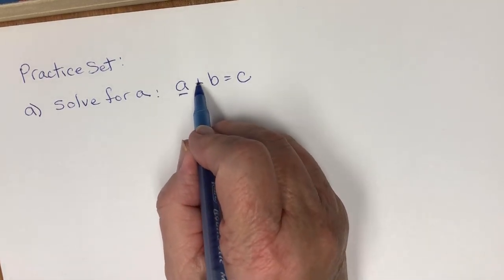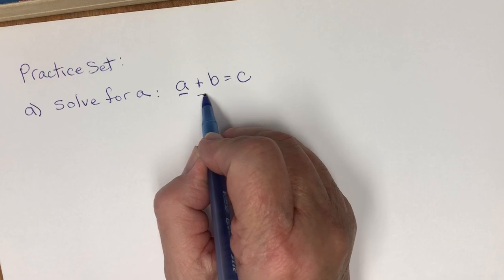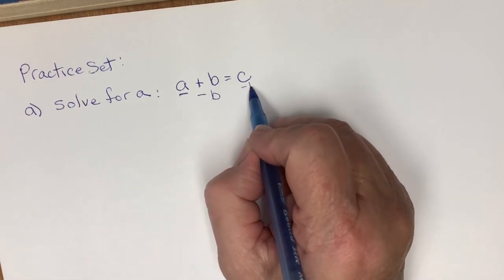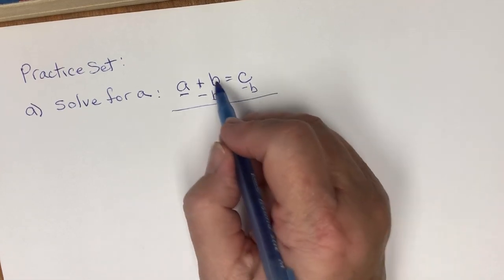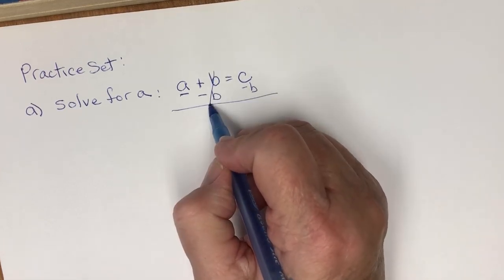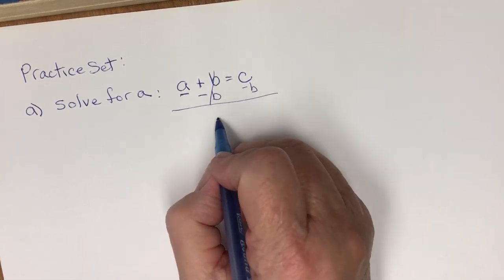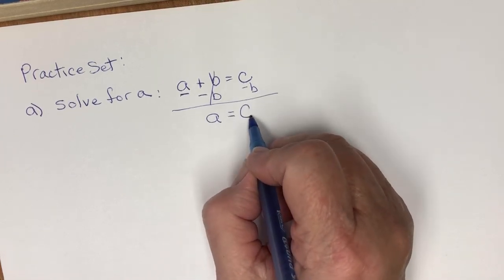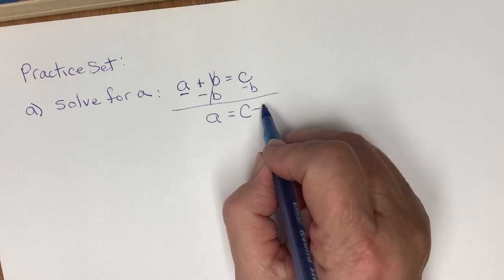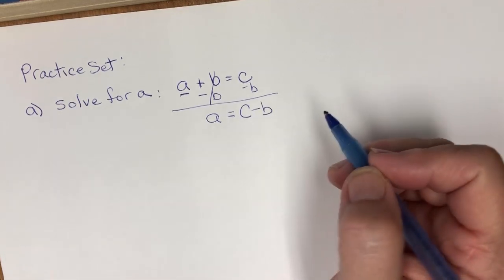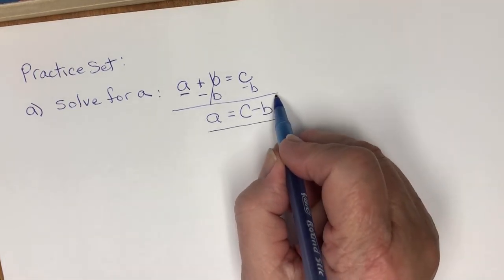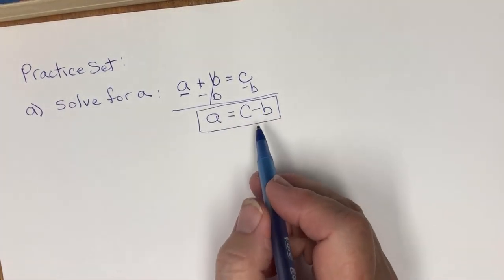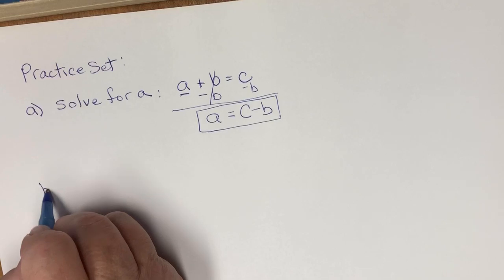So because this is A plus B, I'm going to put minus B here and minus B here. Draw my line. This becomes 0. B minus B is 0. So I have left A equals, my C was already there, C, and then I'm putting in the minus B. And that's going to be my answer. Even though I know that looks really strange with no numbers in there, that is the answer.